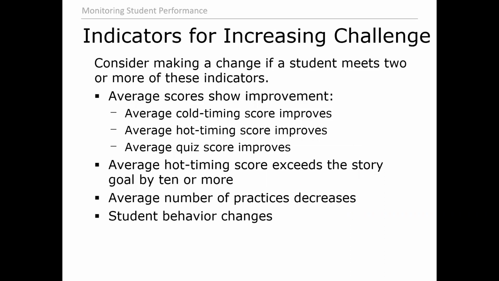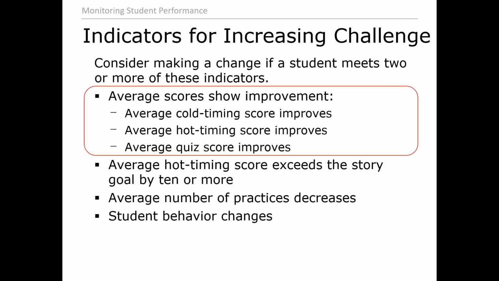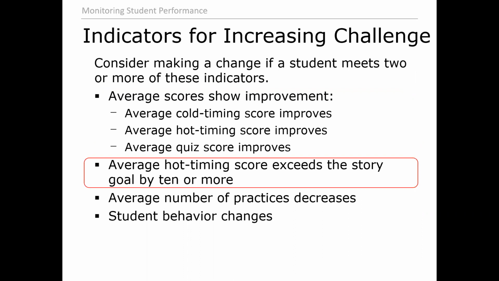Because when you are working on keeping students challenged, you are taking a look at whether or not they have shown improvement. Okay, you want to see, has the student made progress on their average cold timing score, their average hot timing score? How about their comprehension scores? Have those numbers increased? Have they gotten better at those things? Has their average hot timing score become very high above what the goal is? 10 or more is what we say. So if there's a double-digit difference between the average hot timing score and the student's goal, that's an indication of a need for a change.